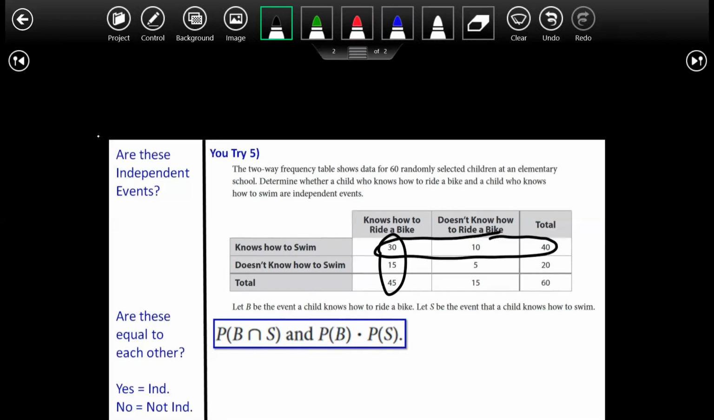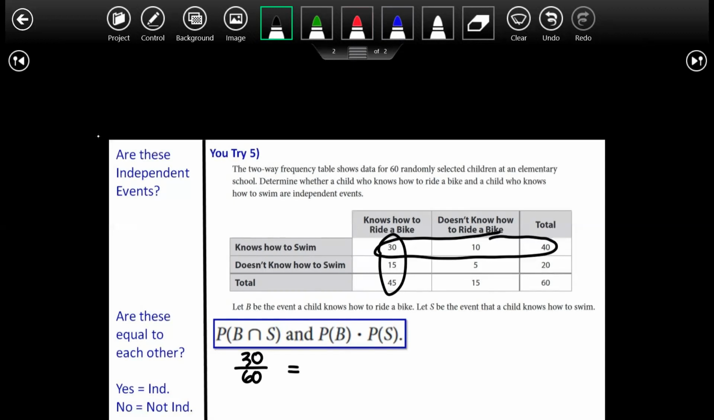Let's check to see if these are independent events. What is the probability of being able to bike and swim? 30 of the 60 know how to bike and swim. So half of them.